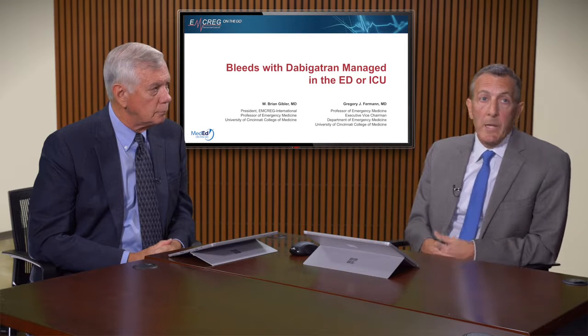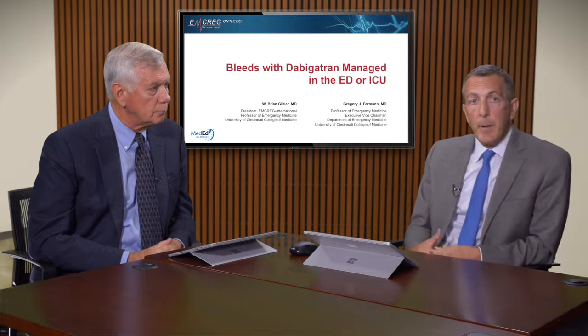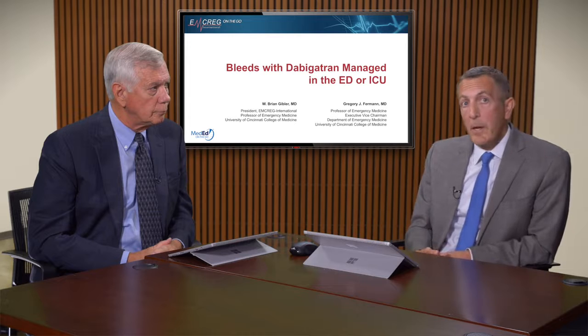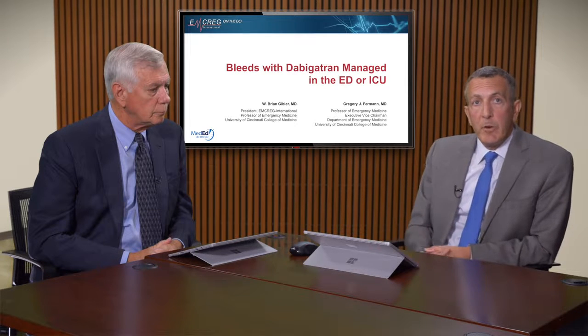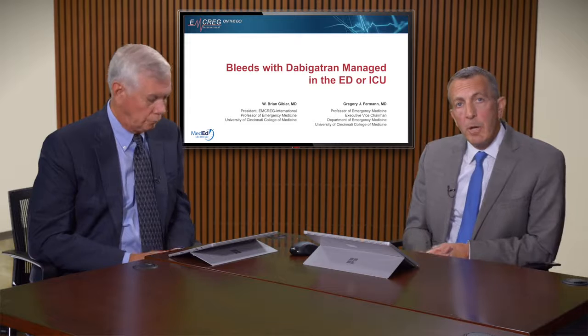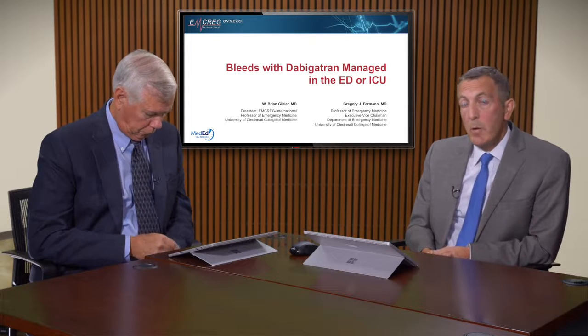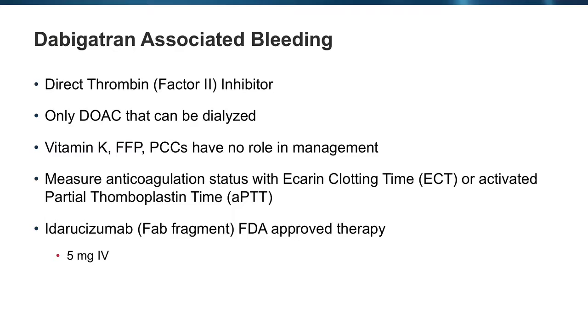So IV fluids, packed cells as necessary, and adherence to what we would normally do in a patient that has an acute hemorrhage. However, if there is a recent administration of a factor II inhibitor, which is Dabigatran, you also have available an agent called idarucizumab. That's a mouthful, but it's called Praxbind, and it has recently been studied as an available agent to actually bind up Dabigatran and take it out of the system such that there's no more active anticoagulation on board.